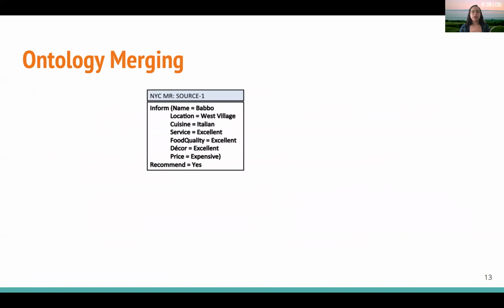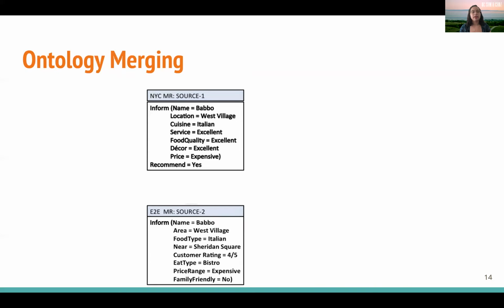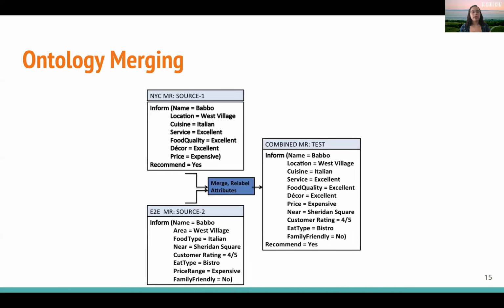There is first one source of data, NYC, with its ontology. Our example has 2 types of dialogue acts and 7 attributes. We then have a second source of data, E2E, with a different ontology, which has 1 dialogue act and 8 attributes. Because they are in the same domain, there are 4 attributes that overlap.